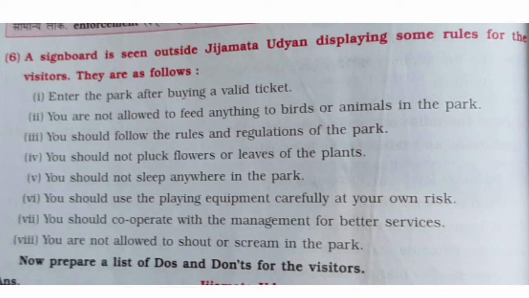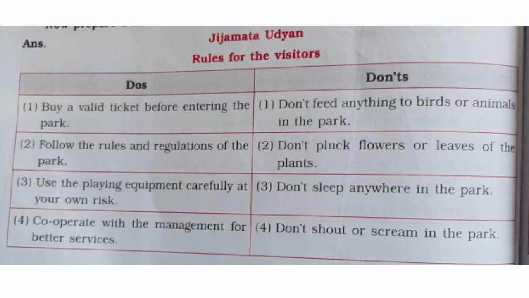While writing, my dear children, you should not write your own ideas, own opinions, right? Read it, take your time. Now let's see the table. So the title is Jijamata Udyan Rules for the Visitors. It carries 1 mark. You have to write a neat table. There you write on the left side do's and on the right side don'ts.